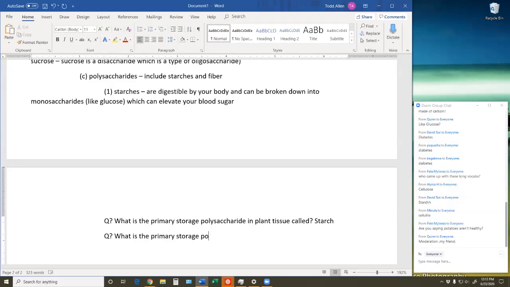What is the primary storage polysaccharide in animal tissue called? When you have some potatoes and you eat them, and the polysaccharides are broken down into sugar, how is that excess sugar stored inside your tissues? What's it stored as? What's it called?